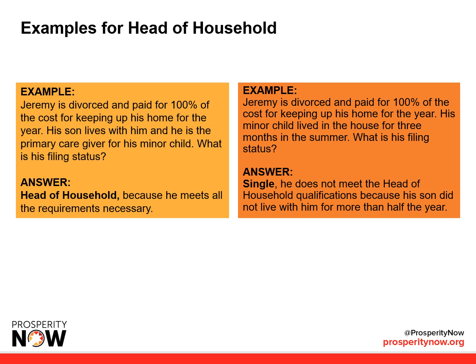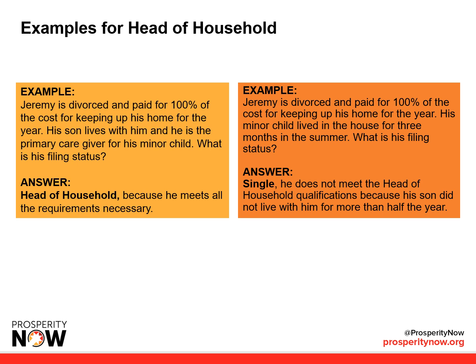Let's look at these examples. Jeremy is divorced and paid for 100% of the cost for keeping up his home for the year. His son lives with him, and he is the primary caregiver for his minor child. What is his filing status? In this case, head of household, because he meets all the requirements necessary.